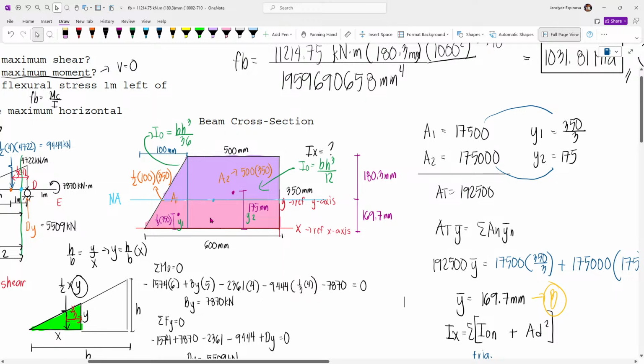Hint lang, dapat makuha ninyo nga distance kana siya. I-ratio proportion na siya. Kabaw man ka sa height sa tibok nga triangle and then kabaw man ka sa kani nga distance kana siya. Di ba? Kuha na siya. Katong nakuha na to nga 180.3.